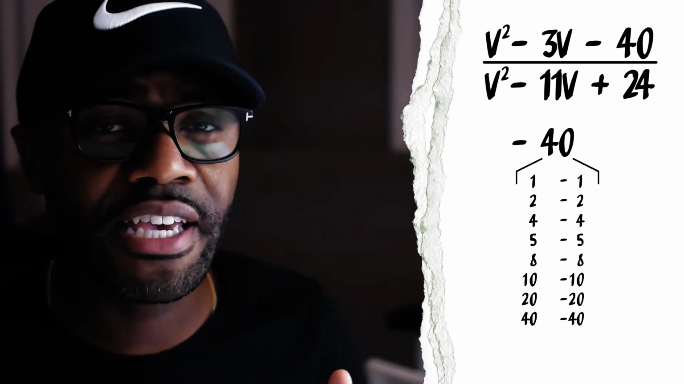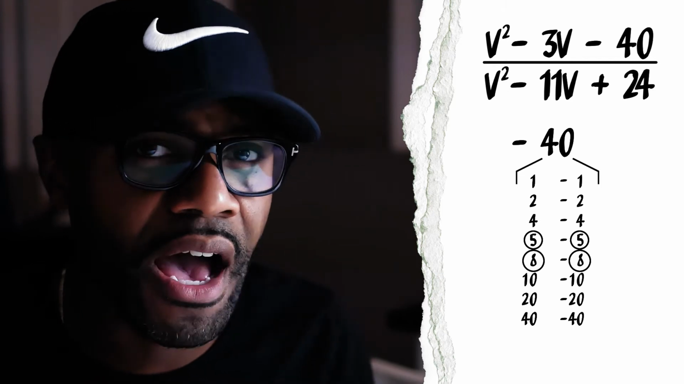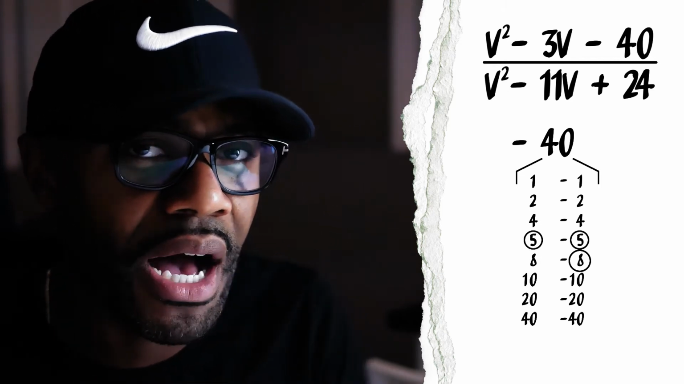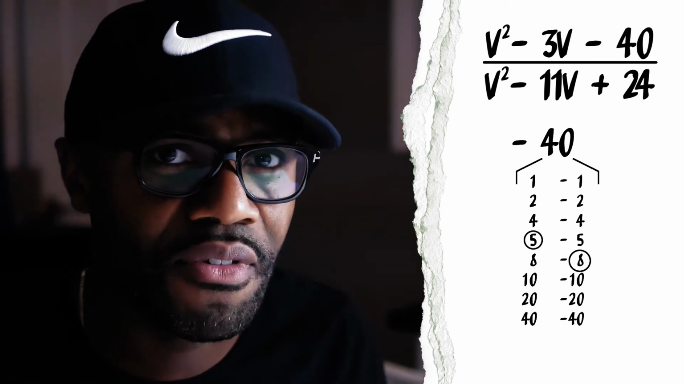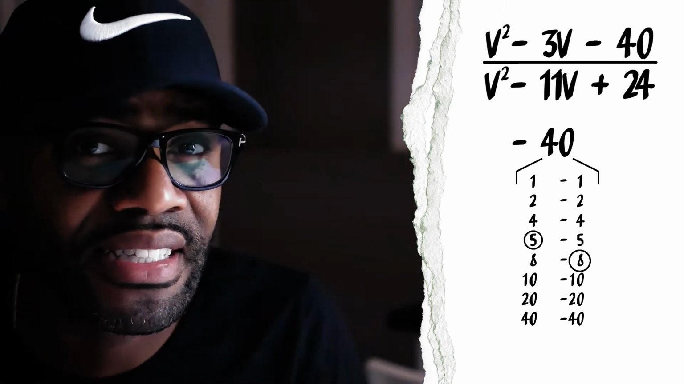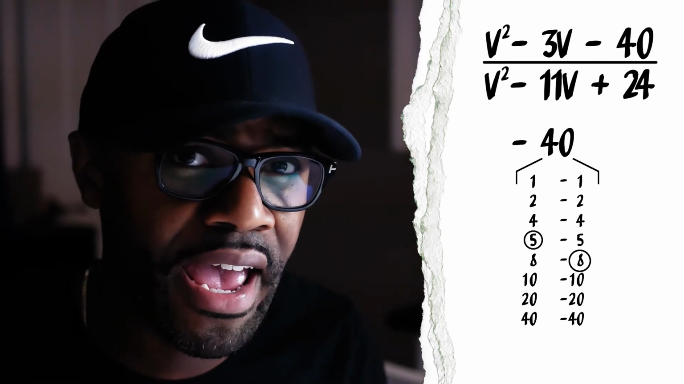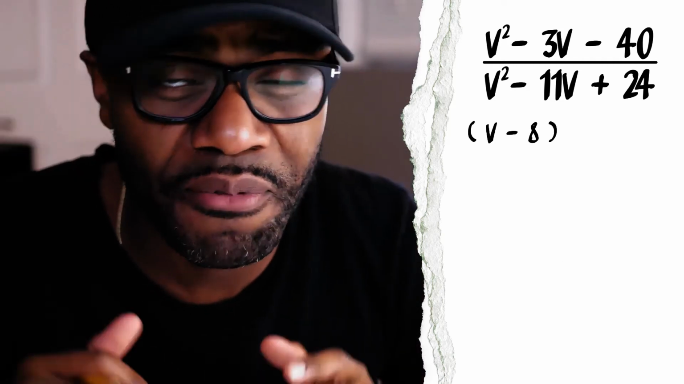The only combination that can do that is 8 and 5. Again, not just 8 and 5, negative 8 and positive 5. When you add a negative 8 plus 5, you get negative 3. When you multiply a negative 8 times 5, you get negative 40. That's our numerator. So our numerator has v minus 8 times v plus 5.